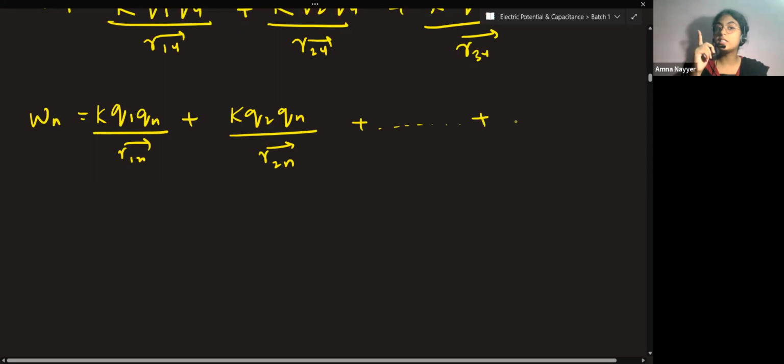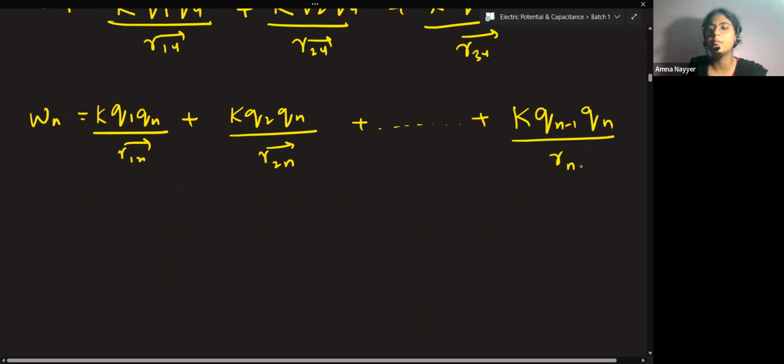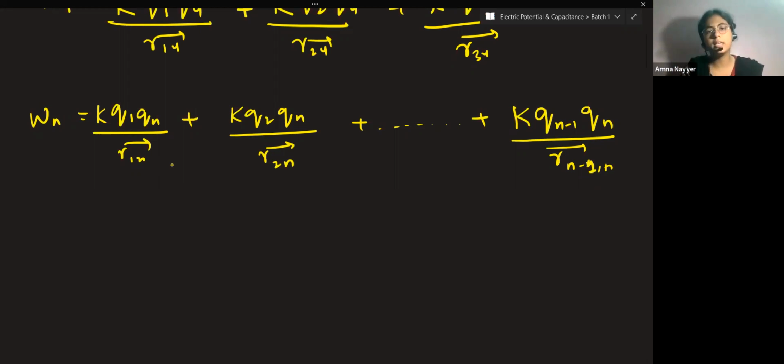Because for the first charge we have work done as 0, we don't count it. So there will be 1 less. So in general terms I can write it as K Q(n-1) Qn divided by R(n-1)n. Just a general formula like this. You can keep on adding it: K Q3 Qn by R3n, K Q4 Qn divided by R4n. So it can go on.